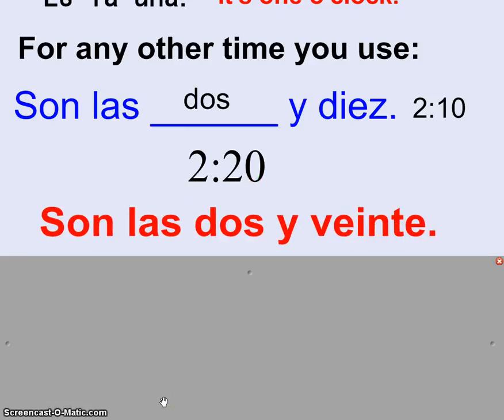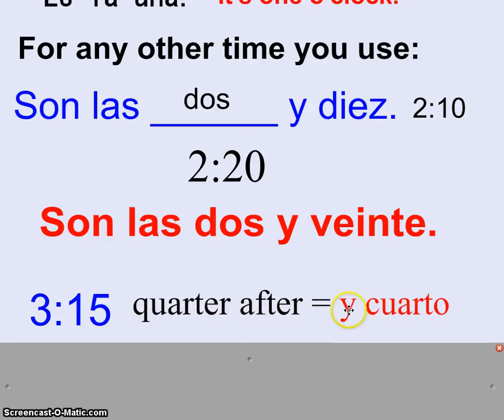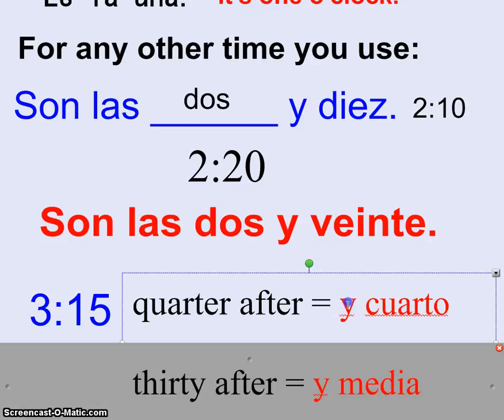Muy bien. En Español, just like in English, there are some different times that you want to use not a number, but actually another word. For example, what if it was 2:15? Can you think of another way of saying 2:15? If you thought of the word quarter, that's exactly what we do in Español. So when it's 15 after, we're going to use the word y cuarto.